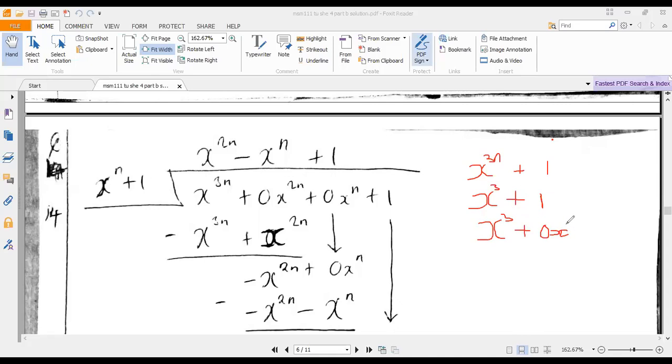This is x to the power 2, plus 0 x, plus 1. Are we okay on how to get this guy here, madam? No, sir. Huh? Okay, let's do this.